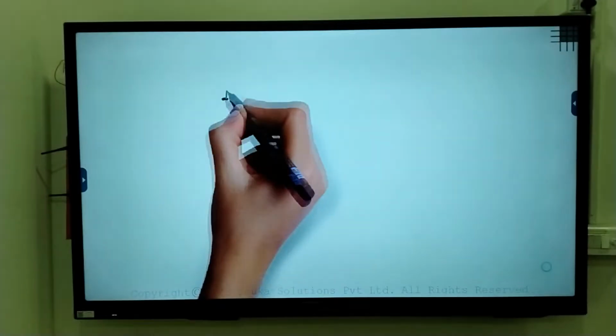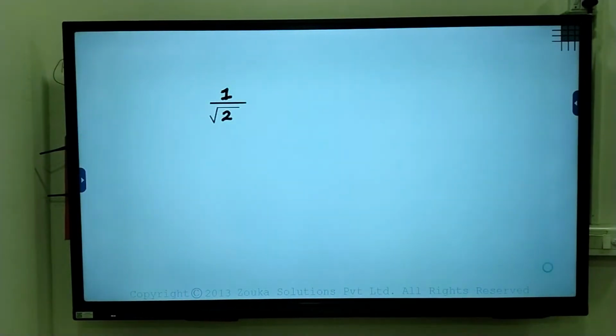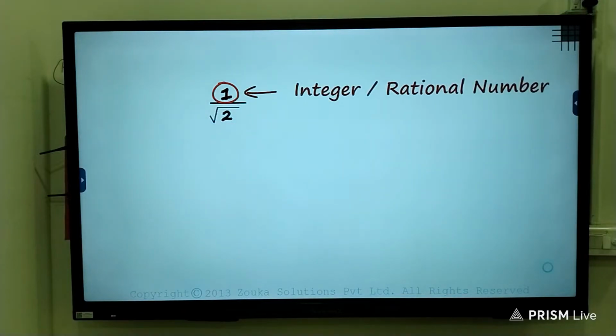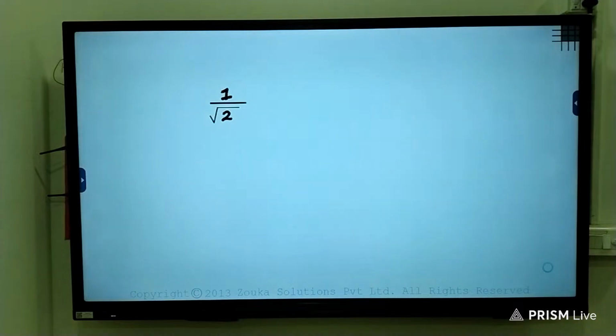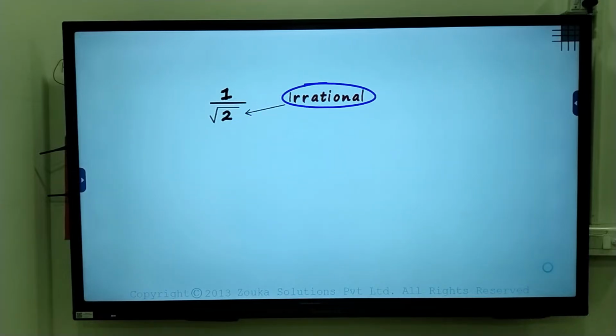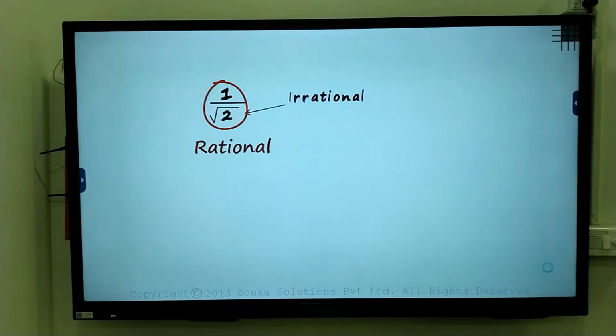Look at this number, 1 by root 2. Before we consider the number as a whole, let's look at the numerator and the denominator separately. The numerator is an integer, or maybe you can classify it as a rational number, and the denominator is irrational. Remember, the square root of any number which is not a perfect square is irrational. In mathematics, we generally do not leave the denominator of a number irrational. We make sure that it is rational since the standard form requires us to keep it rational. But what about such numbers? How do we make the denominator rational?